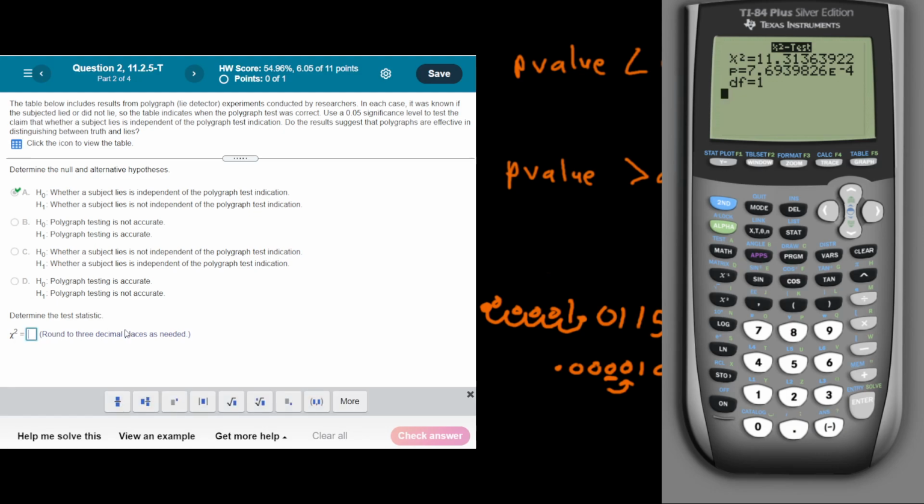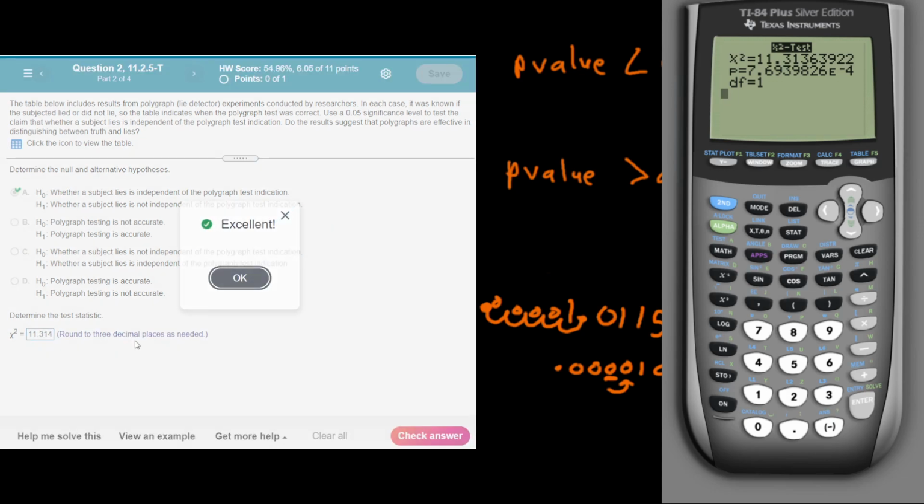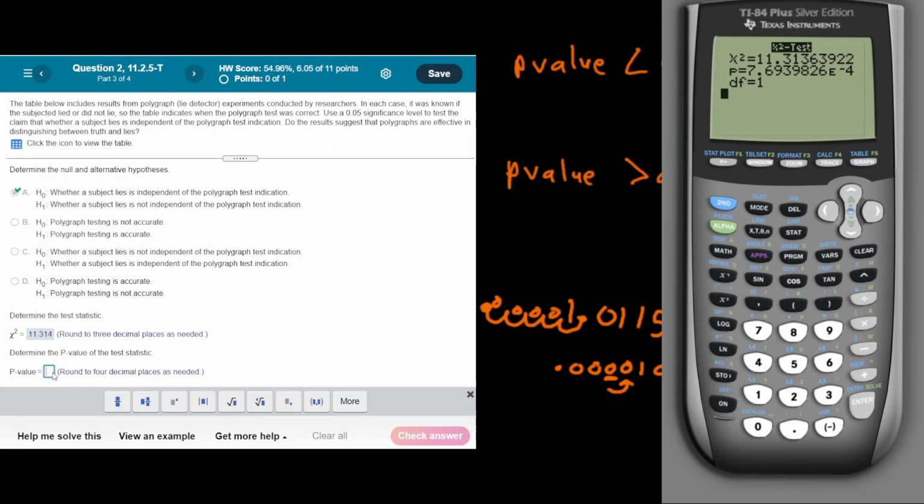Yeah, so the test statistic, to 3 decimal places, is 11.314. Excellent. What is the p-value? The p-value is going to be 7.69. Four decimals to your left. They wanted 4 decimal places, so just to be extra cautious, I like to just write them down.